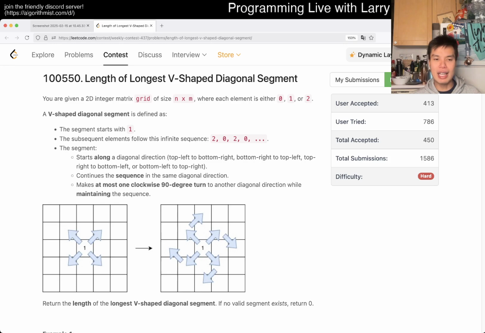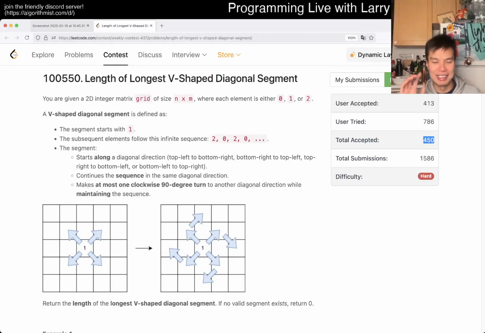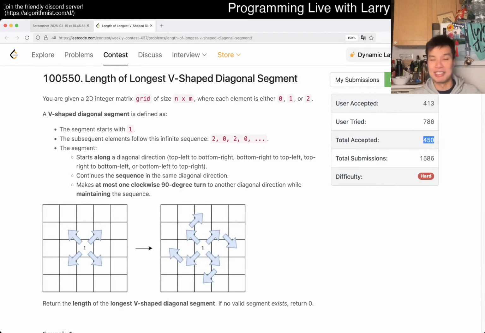I actually find it a little bit surprising that only 450 people got this one. I have a screenshot so that I could keep the sizes different, but I don't know. It's a little bit awkward, but this one I didn't think was that hard. I think the trickiest part is the implementation, right?